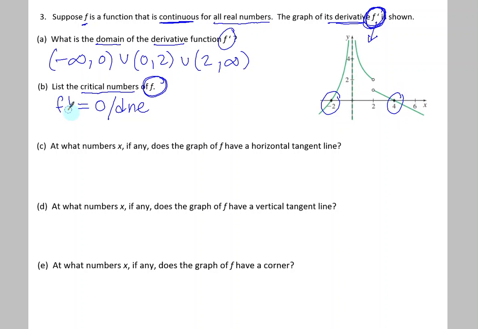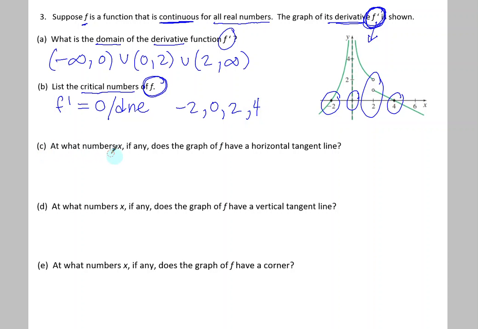Where does this derivative, this graph, not exist? At the vertical asymptote and at the jump. So at x equals 0 and at x equals 2. So our critical numbers are negative 2, 0, 2, and 4.